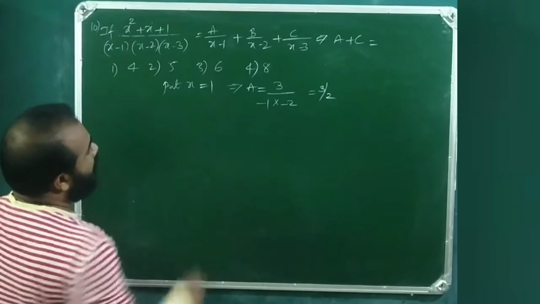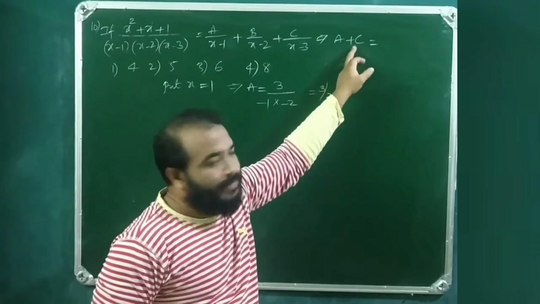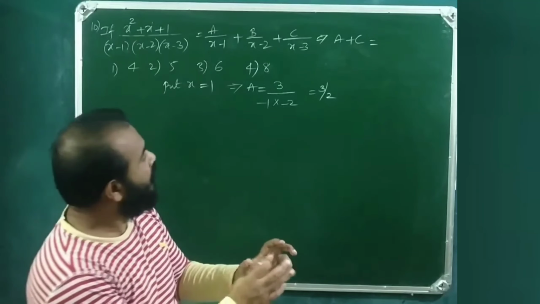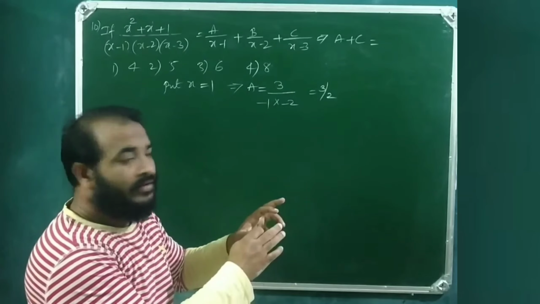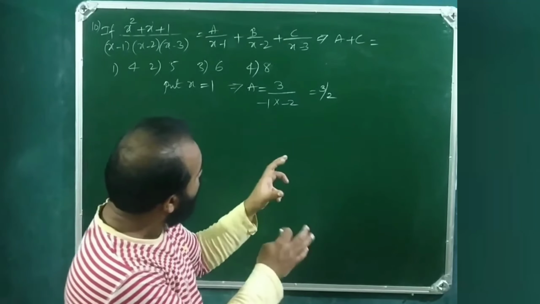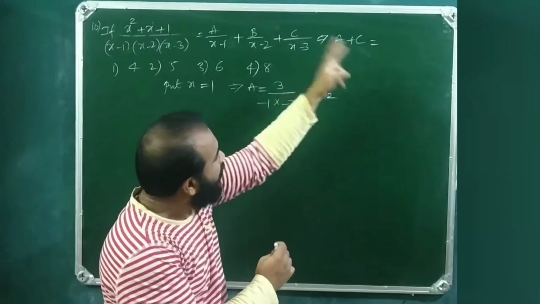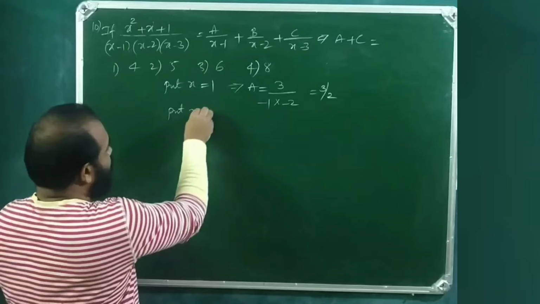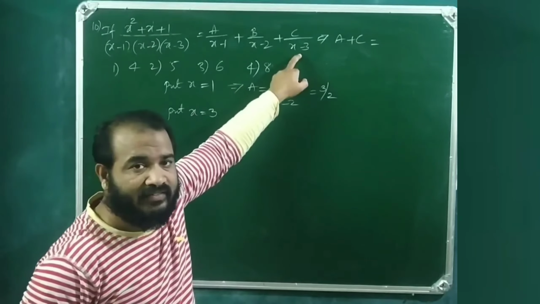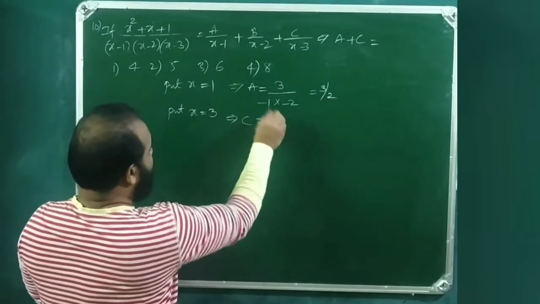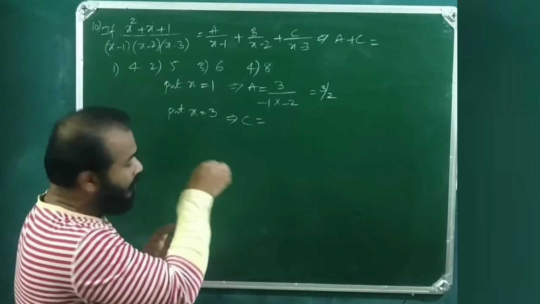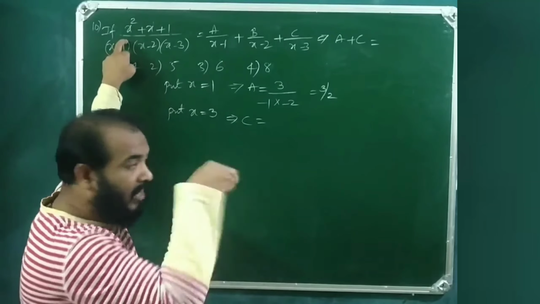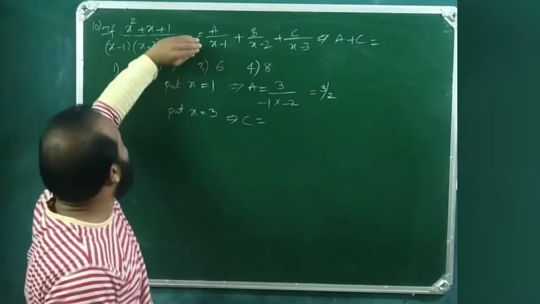Likewise, we don't require b here, c we want. So to obtain the value of c, whichever factor is there in the denominator of c has to be equated to 0. Put x equals 3. x minus 3 equals 0, x equals 3. So c we will be getting by substituting x equals 3 in the LHS, covering this x minus 3 factor.